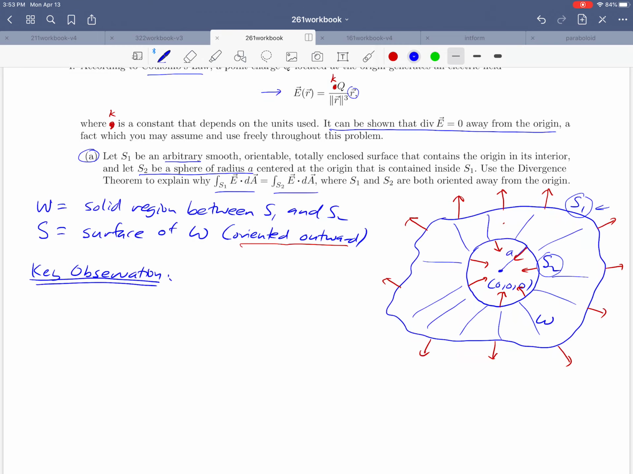What about the divergence of our electric field? Our electric field is defined everywhere except at the origin. That's where we got the zero denominator. So if we just talk about this solid region W, W doesn't contain the origin. It's the part of our drawing that's between S1 and S2. So that means that by this fact that they gave us up here, the divergence of E is equal to 0 everywhere inside of this solid region W.